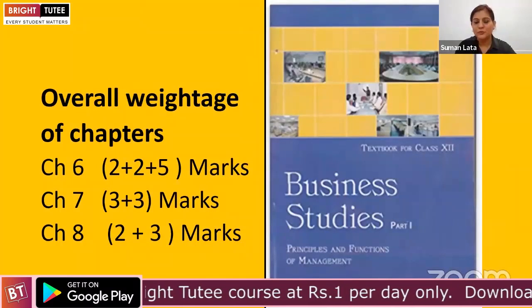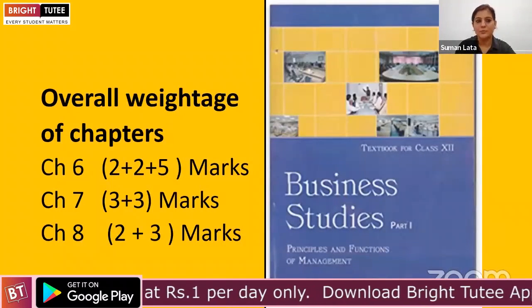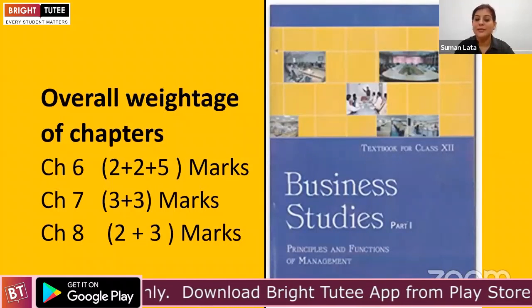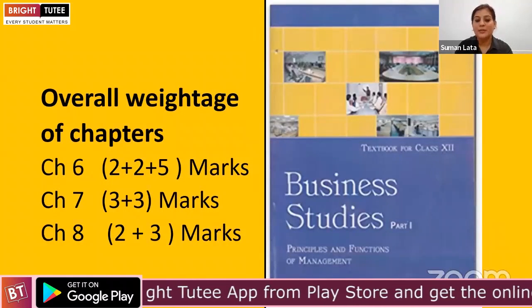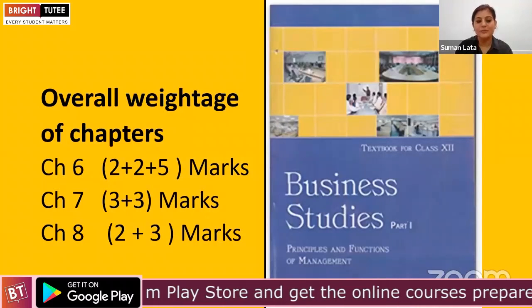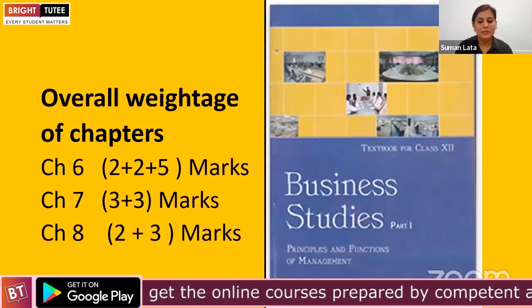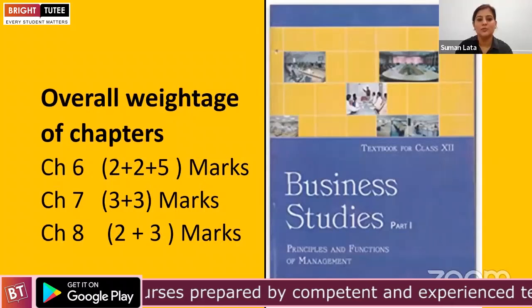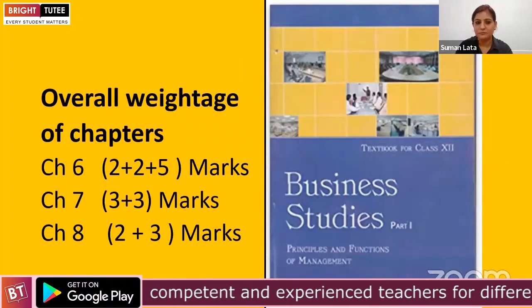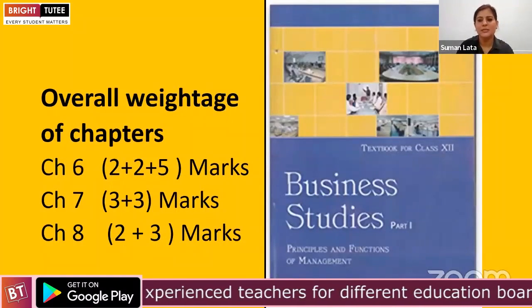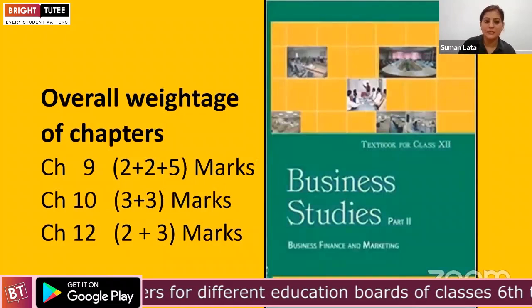Chapter 6, 2 plus 2 plus 5, according to CBSE. Chapter 7, 3 plus 3. Chapter 8, 2 plus 3. It can be interchanged as per the CBSE Term 2 syllabus. The total weightage of chapters 6, 7, 8 is 20. So CBSE can segregate it in any other way.